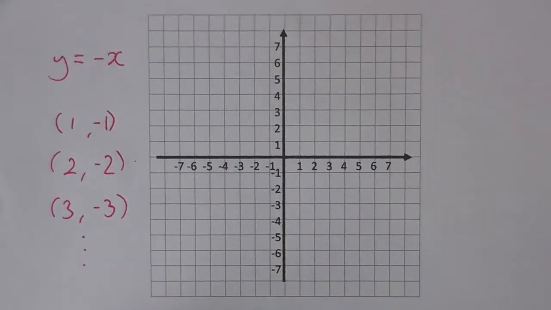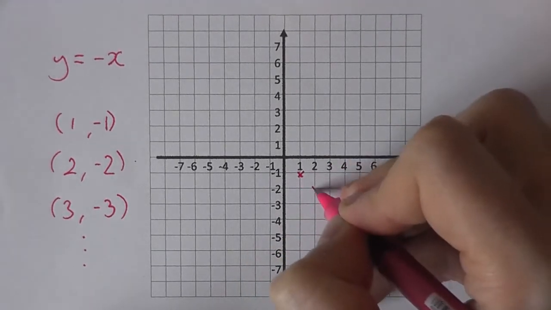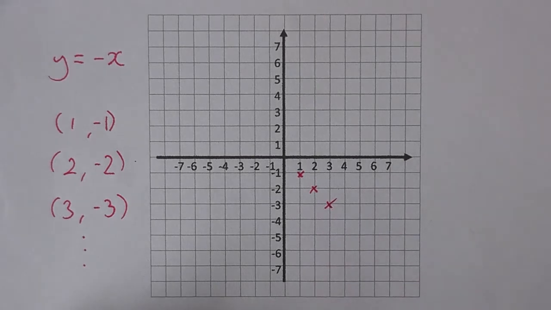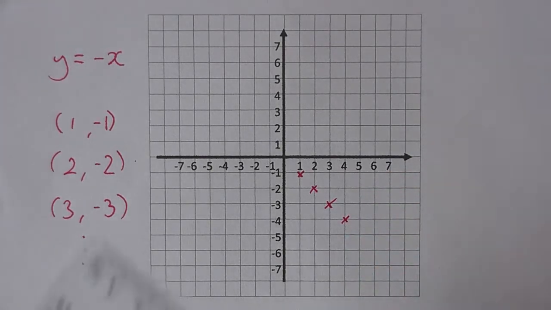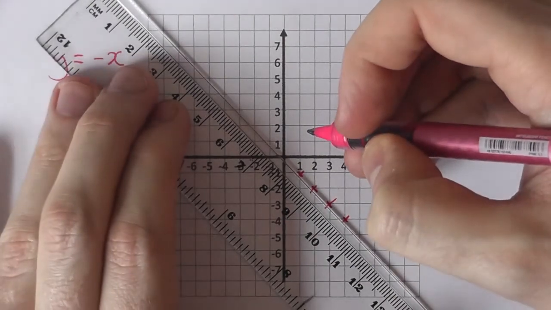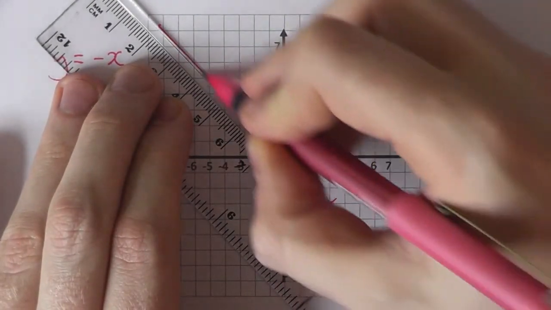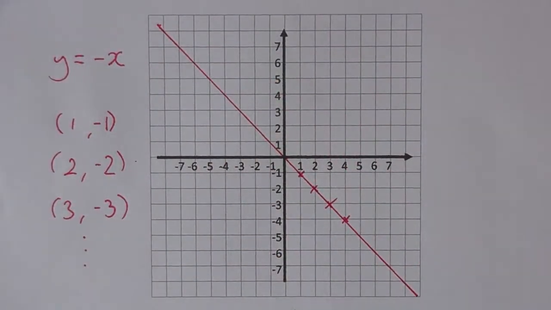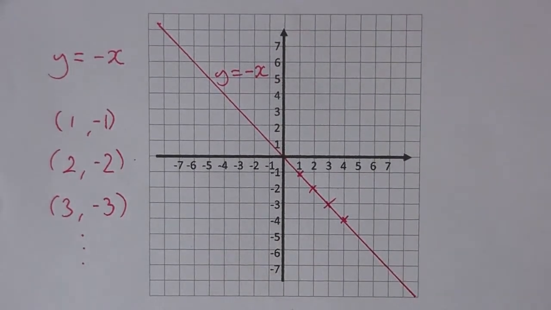We could start plotting those. So 1, minus 1 is there, 2, minus 2 is there, 3, minus 3 is there. Three points, that's plenty to be drawing a line from. We could do more if we wanted to check. I suppose we could fill in 4, minus 4, say, and it seems to be following this nice pattern. When we draw in the full line and extend it beyond just those points that we've worked out, we're going to end up with this line here. We should probably label it y equals minus x.